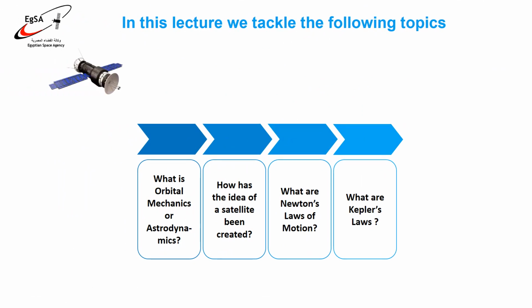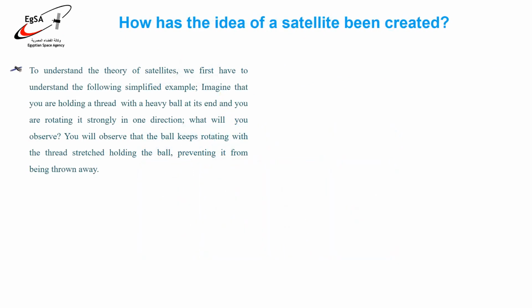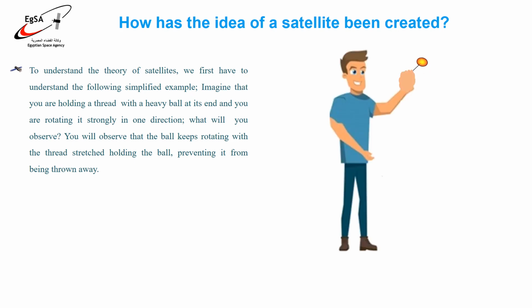Now we move to how has the idea of a satellite been created? To understand the theory of satellites, we first have to understand the following simplified example. Imagine that you are holding a thread with a heavy ball at its end, and you are rotating it strongly in one direction. What will you observe? You will observe that the ball keeps rotating with the thread stretched holding the ball, preventing it from being thrown away.